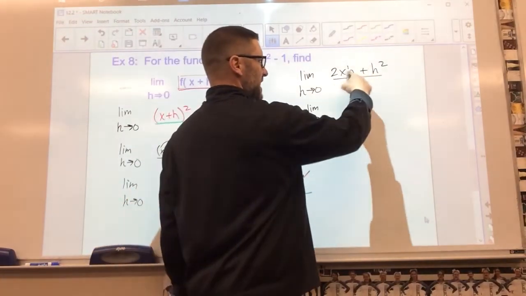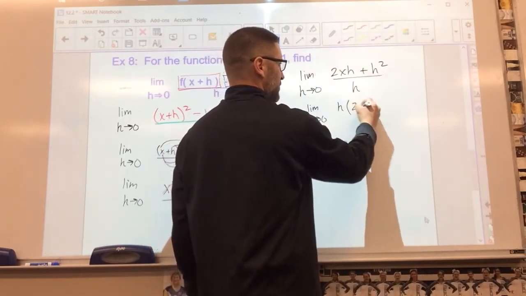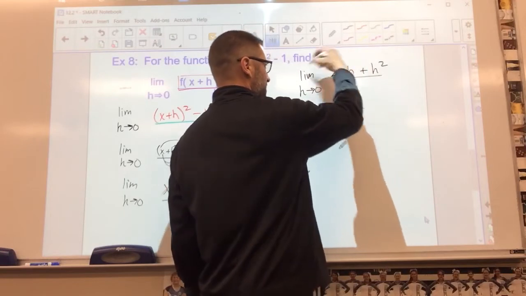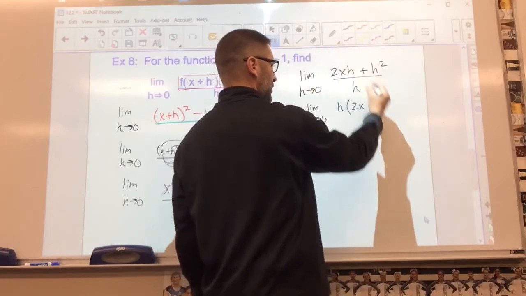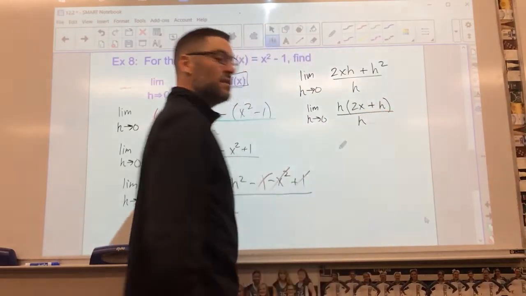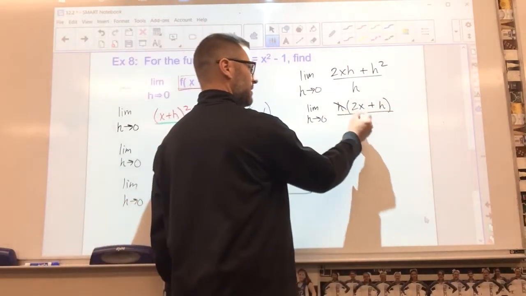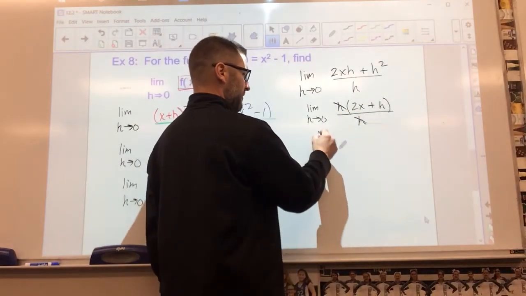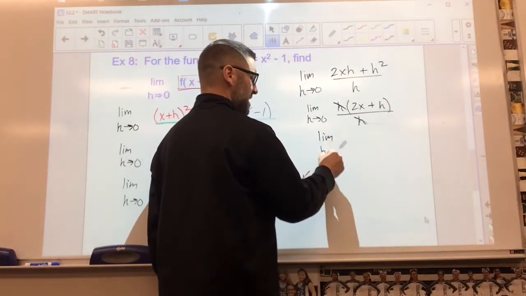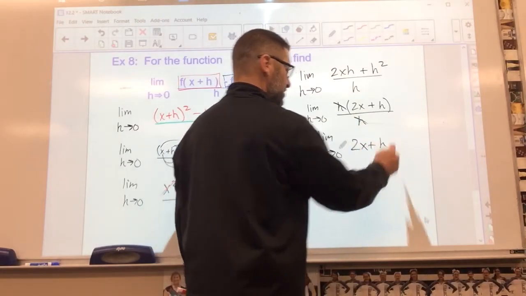I notice there's an h in both terms, so I'm going to factor an h out. If I pull an h out of the first term, I'm left with 2x. If I pull an h out of the second, I'm left with plus h, all over h. At that step, your h's can wipe each other out, and I can find the limit as h goes to 0 of 2x plus h.